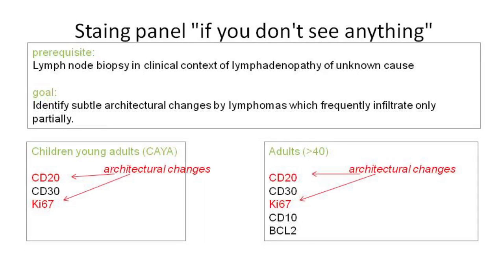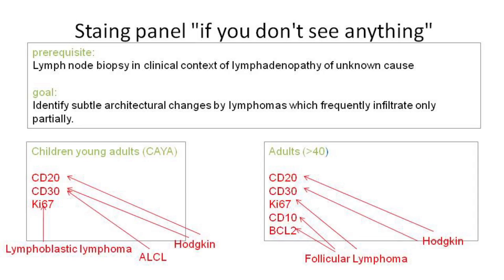Why should I do that? First of all, I'm going to use CD20 and Ki67 as we did in this case to identify architectural changes. And I'm going to do the other stainings or combination of these stainings to identify the lymphomas which can partially infiltrate and that I might miss. And in children and young adults, it's mainly anaplastic large cell lymphoma and Hodgkin lymphoma. So we need the CD20 and CD30 staining for that. And for the very rare cases where you see partial infiltration by lymphoblastic lymphoma, Ki67 is very helpful to identify an area of high proliferation.